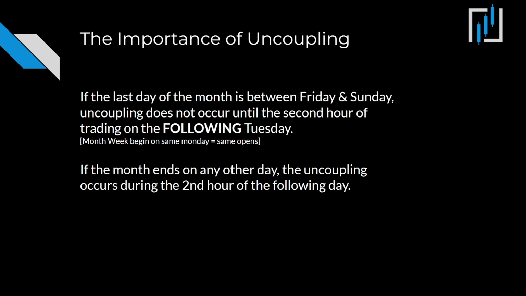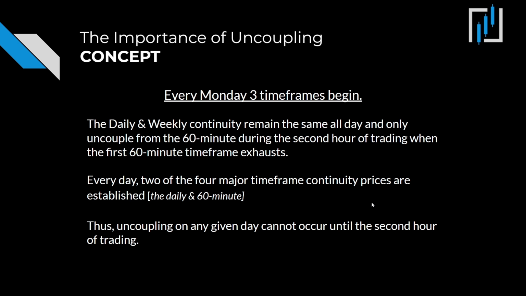Yet if the month ends on any other day, the uncoupling occurs during the second hour of the day following that monthly open. So if the monthly open were to occur on like a Wednesday, on Thursday, you would have uncoupling because at that point, the week open didn't change from Monday. The month open did change, and the day is no longer coupled to the month. So you'd have all those 4 major time frames.